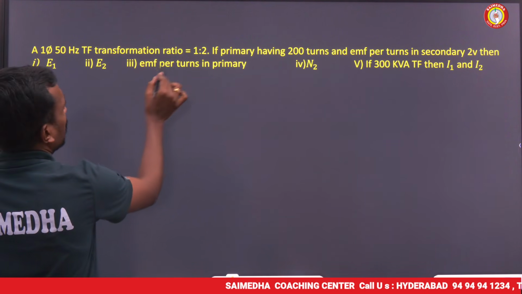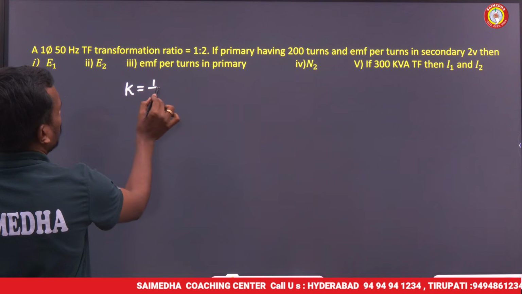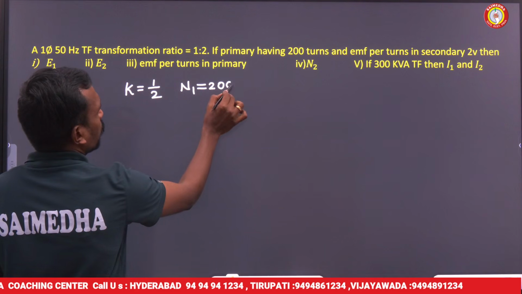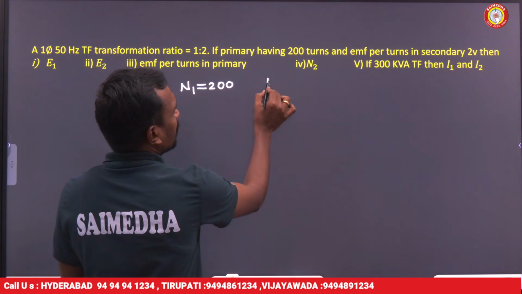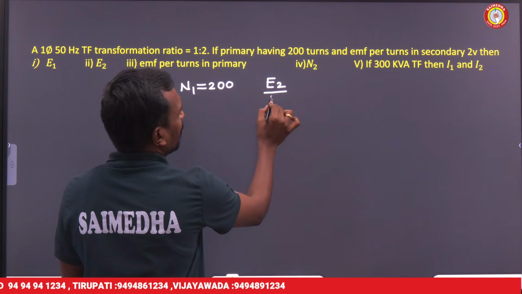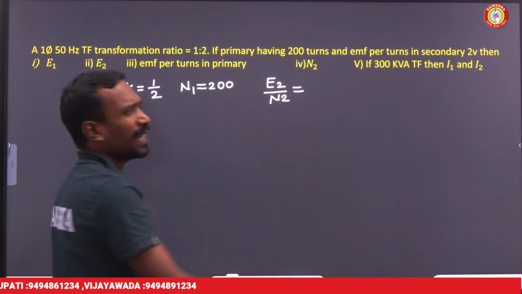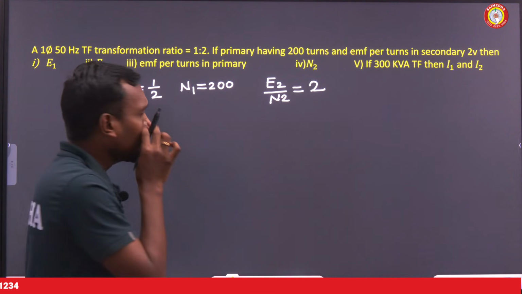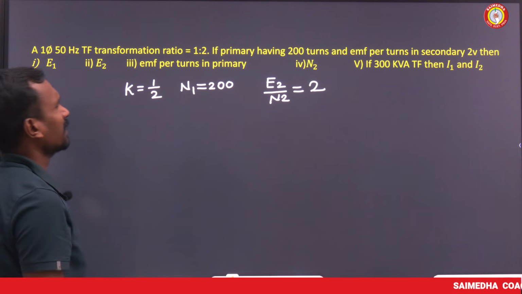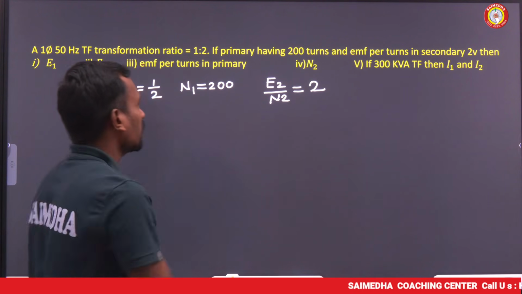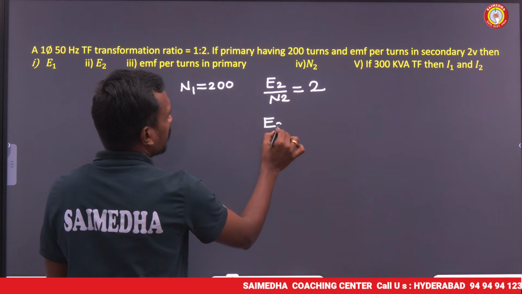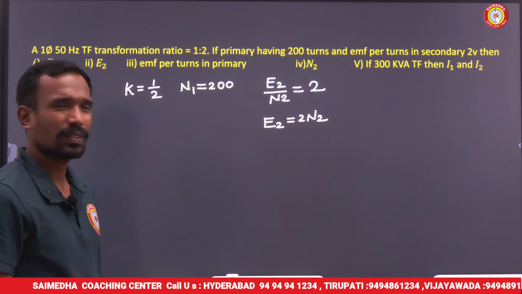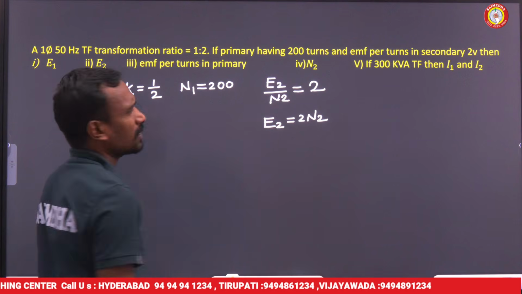Single phase transformer, transformation ratio given as 1/2. Primary has 200 turns. They gave the EMF per turn in secondary, nothing but E2 by N2, and E2 by N2 equals 2 volts. Now what did they ask? E1 and E2. First calculate E2. E2 equals 2 N2. Sorry, we need N2 again. What is N2? They are asking N2 also.